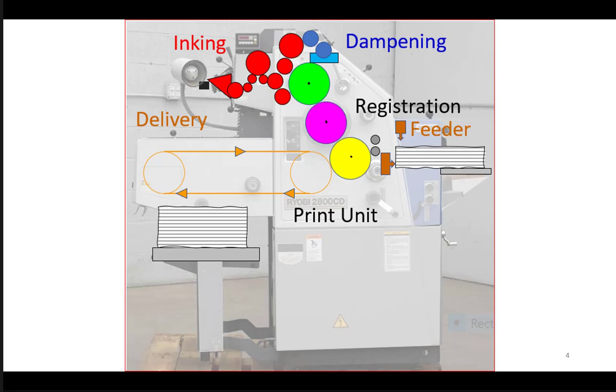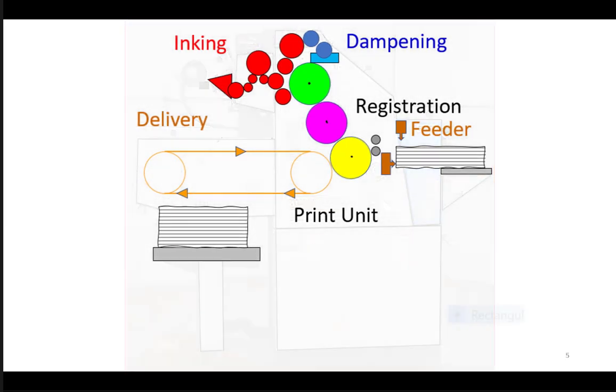And so that we're not distracted by any of the detail in the background, let's just eliminate that. So now we're just looking at the major printing systems. Any printing press will have six major systems. It'll have a feeder, a register system, a print unit, a dampening system, an inking system, and a delivery. So let's talk about more of these in detail.